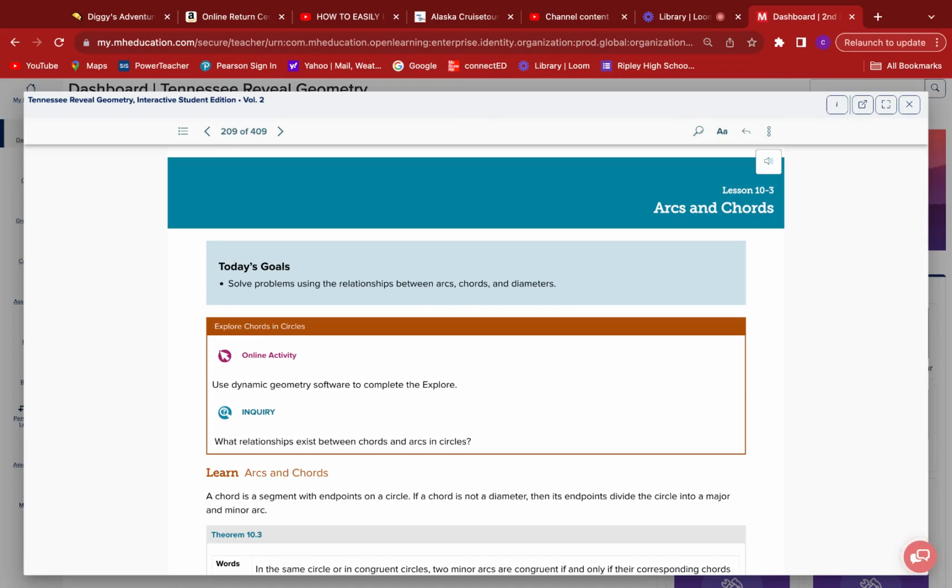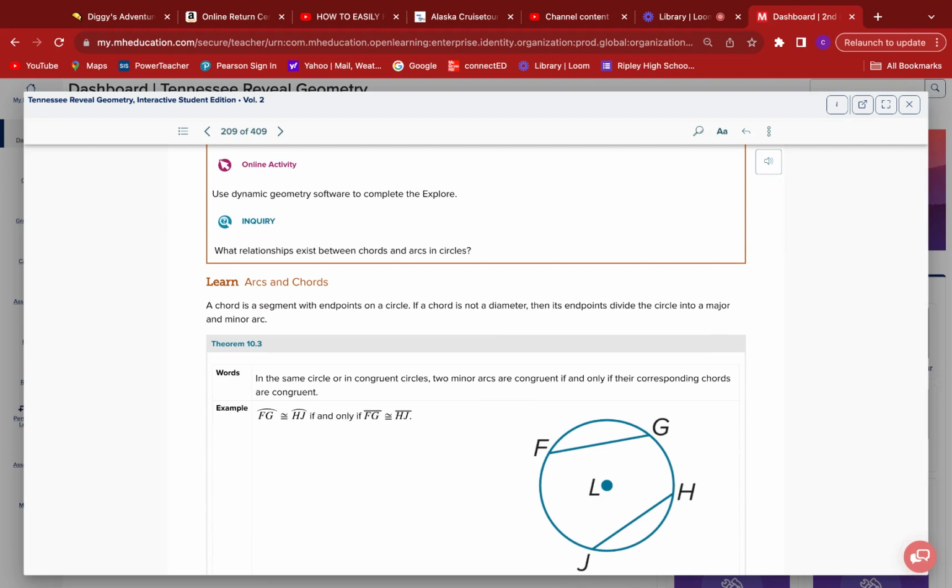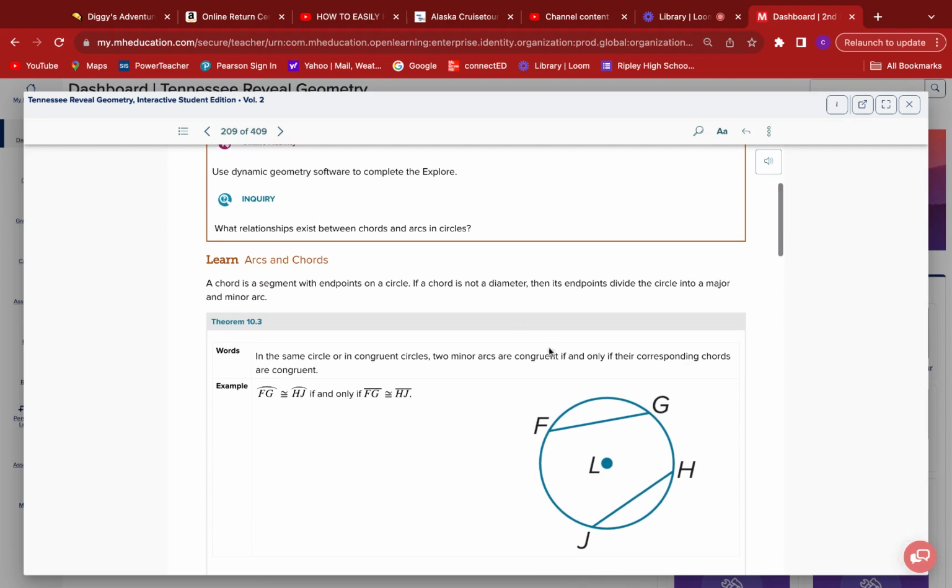Okay, so we have learned what an arc is. We need to talk about what a chord is. A chord is basically a segment whose both endpoints are on the circle. For you visual people, FG is a chord. JH is a chord. You can call it GF if you want to, or HJ, doesn't really matter. You need to know that a diameter is a chord, but it's a very specific type of chord because it goes through the center. That's a diameter.